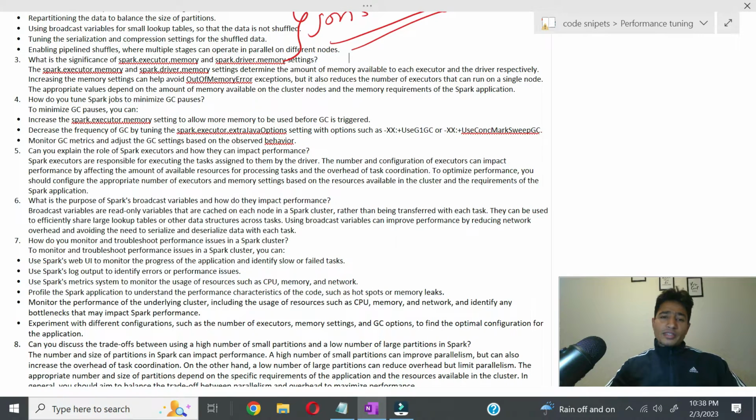So we all know executors are the worker nodes, and how much memory and how much processing power has been assigned to these workers will impact the performance in a very simple way. What is the purpose of Spark broadcast variables and how do they impact performance?